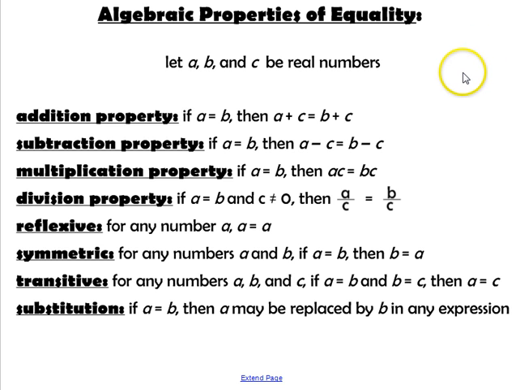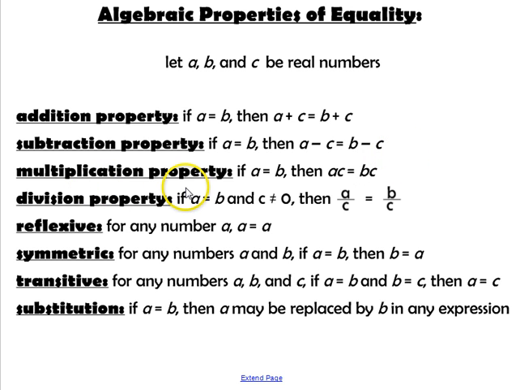These are algebraic properties of equality that you learned in Algebra 1. You might not have learned the formal names, but you do need to learn them. The idea of the addition property is that if you start off with an equation where a equals b, then if you add the same number c to both sides, that equation is still true. The subtraction property says if you start off with an equation a equals b and you subtract the same number c from both sides, that equation is true.